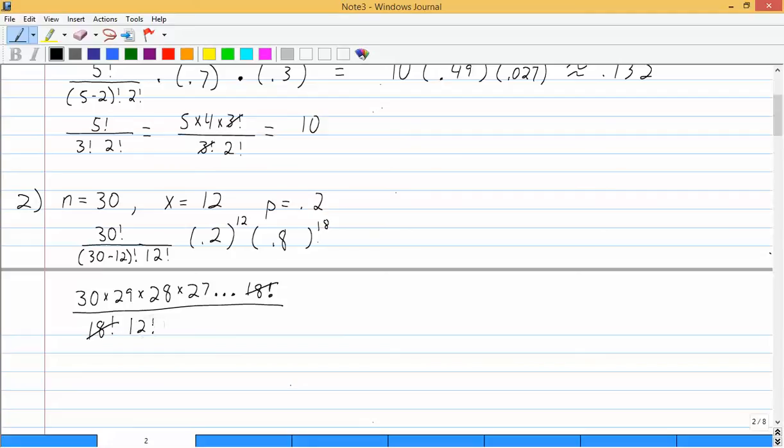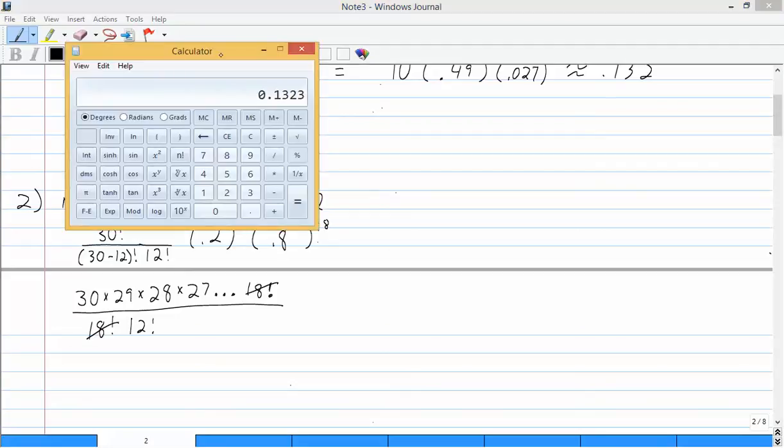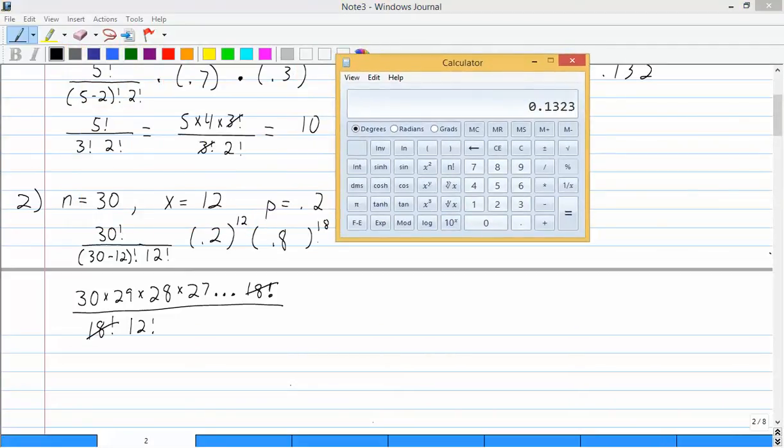Now, I still have to divide that by 12 factorial. So I'm going to do that in the calculator because that's a pretty big calculation. Alright. So 30 times 29 times 28 times 27 times 26 times 25 times 24 times 23 times 22 times 21 times 20 times 19. 19 would be the last number there. Okay. And then I need to divide that by 12 factorial.